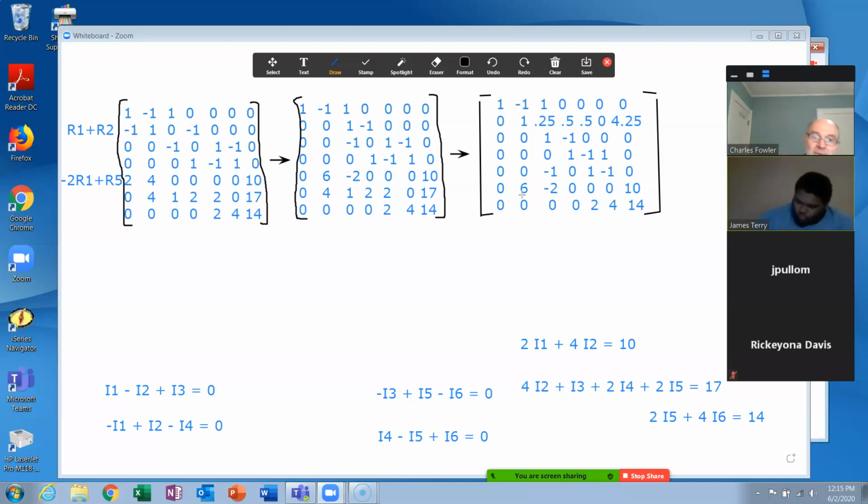Now this above and below stuff is called Gauss-Jordan elimination. If we just wanted zeros below it, that would be Gauss elimination. Gauss-Jordan does zeros above and below.